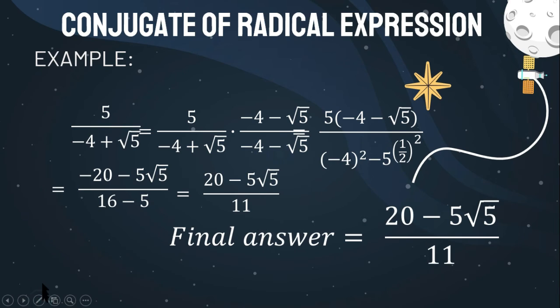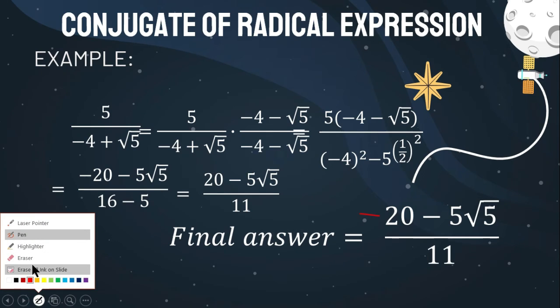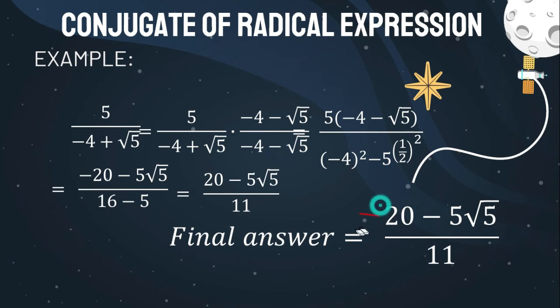Sorry. The answer is negative 20 minus 5 square root of 5 over 11. I'm so sorry, I forgot the sign. So you should be careful with the signs, okay? Because if you forgot to put a negative sign or so, your answer will be wrong. Okay?